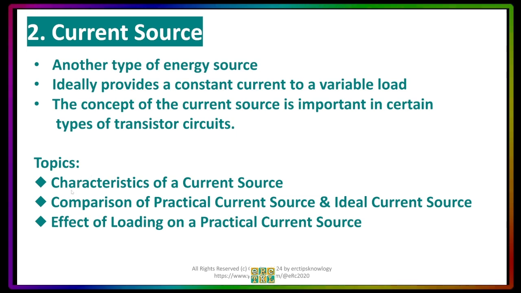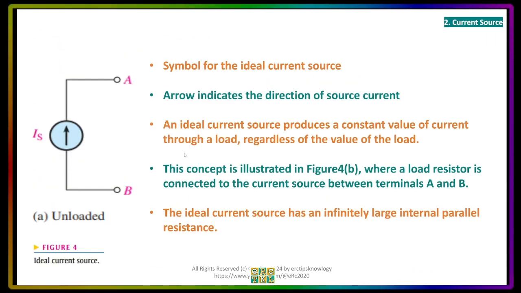Now, the topics here that we will have are the characteristics of a current source, comparison of practical current source and ideal current source, just like what we did before with the practical voltage source and the ideal voltage source. Here, we will be talking about practical and ideal current source and what's the effect of loading on a practical current source. Now, let's see here the symbol for the ideal current source. You see here the circle with an arrow pointing upward, and we have here IS. So this symbol, without any internal resistance here, is the symbol for the ideal current source. And the arrow here tells you the direction of the current.